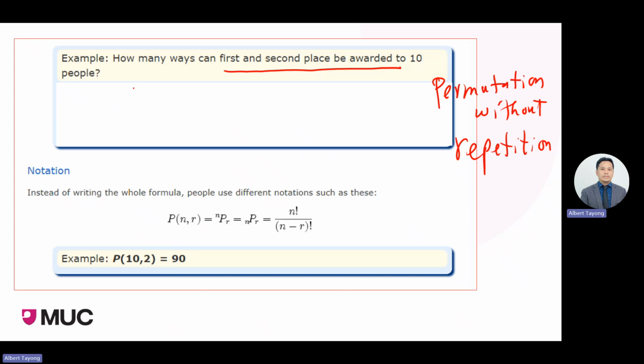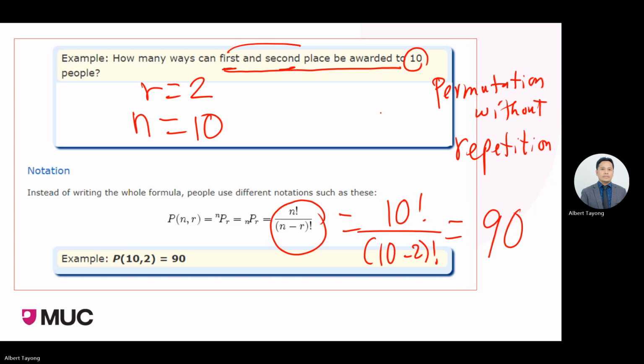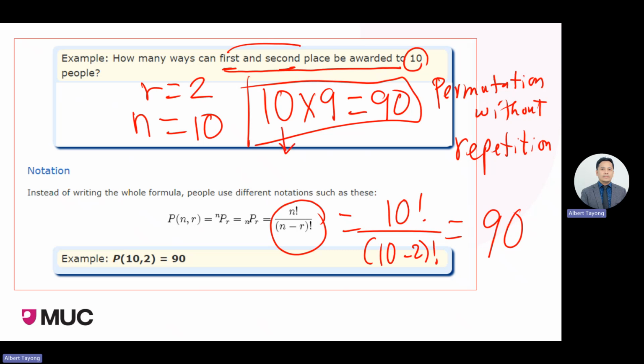So there are 10 people. So first and second. So our r is equal to 2, our n is equal to 10. So you can use the formula: 10 factorial over 10 minus 2 factorial equals 90. Because it is awarded to 10 people, our n is 10, and our r is 2 because we have first and second. Or you can multiply directly 10 times 9 is equal to 90.